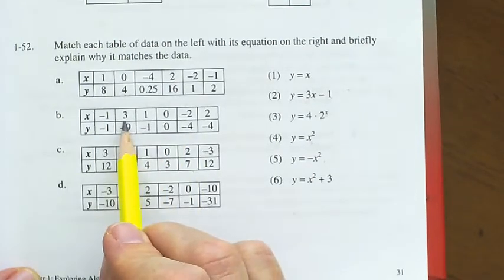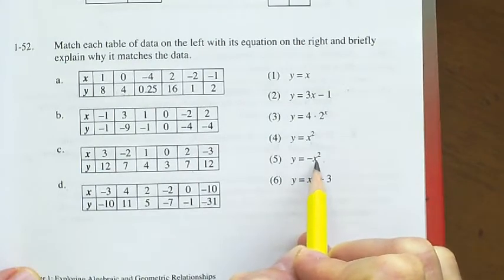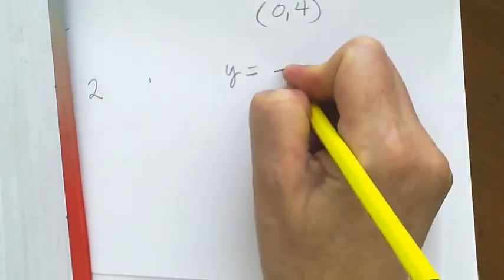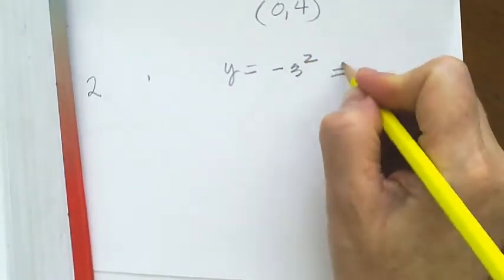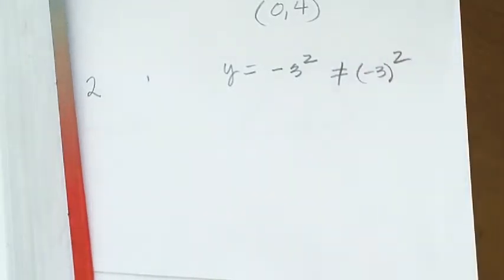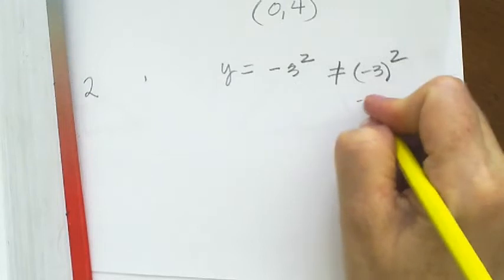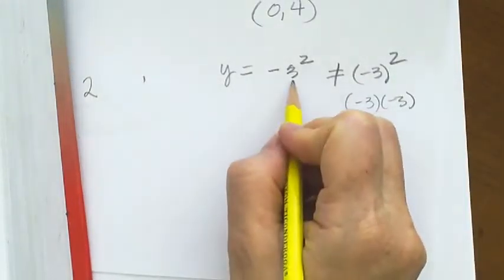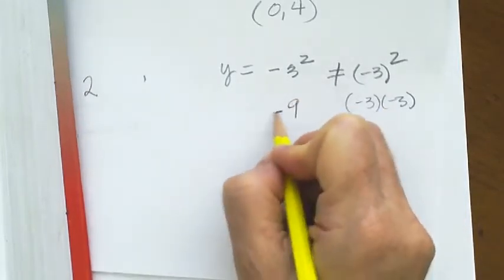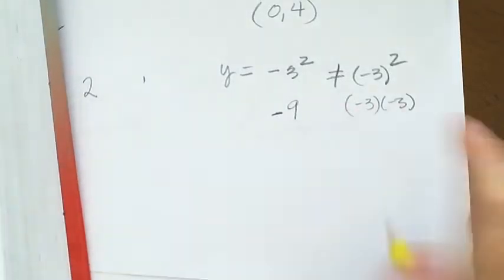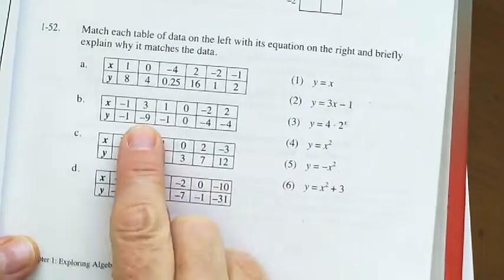If I substitute 3 for x, y equals negative 3 squared, and I'm just going to take a second and show you this because this is a common misconception. Y equals negative 3 squared is not the same as negative 3 in parentheses squared. This would be negative 3 times negative 3. Order of operations tells me to do exponents first. So I'm going to do 3 squared, which is 9, and take the opposite. So this is positive 9, this is negative 9. So I think that 5 is going to match with B.